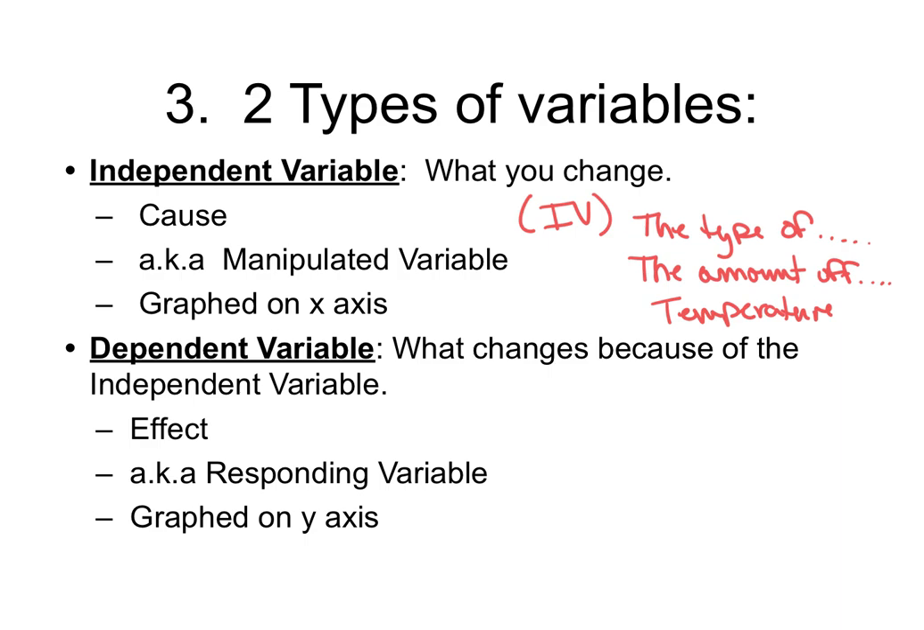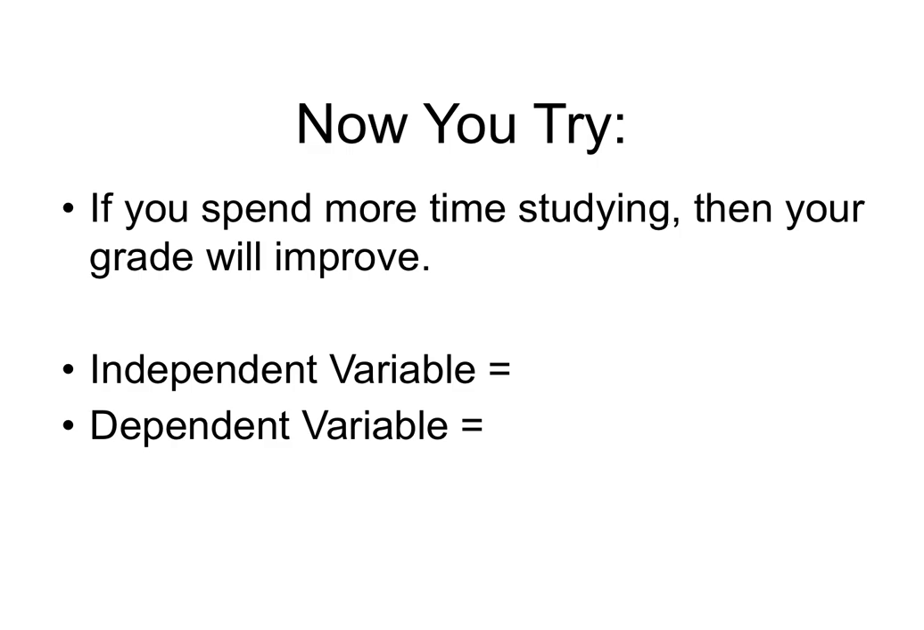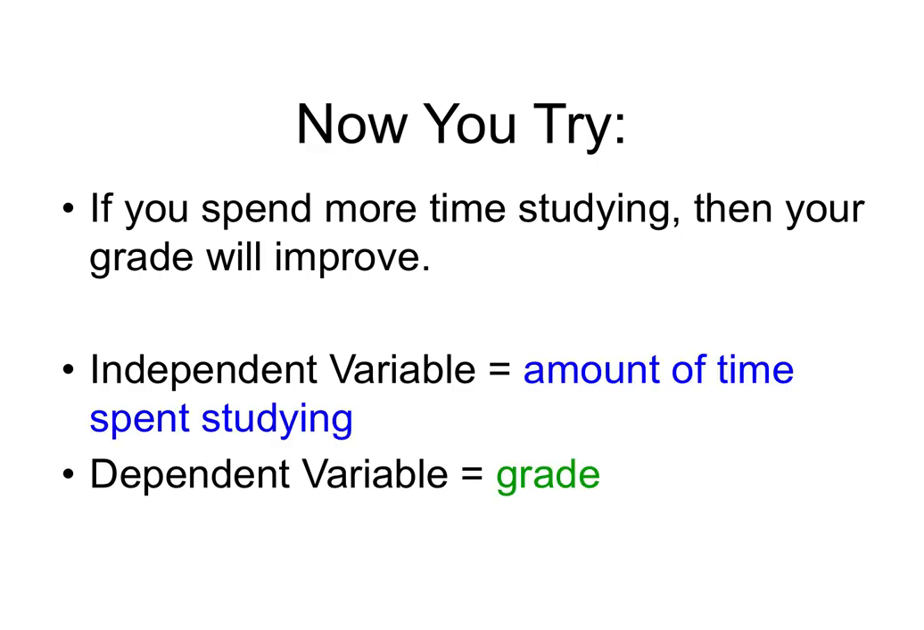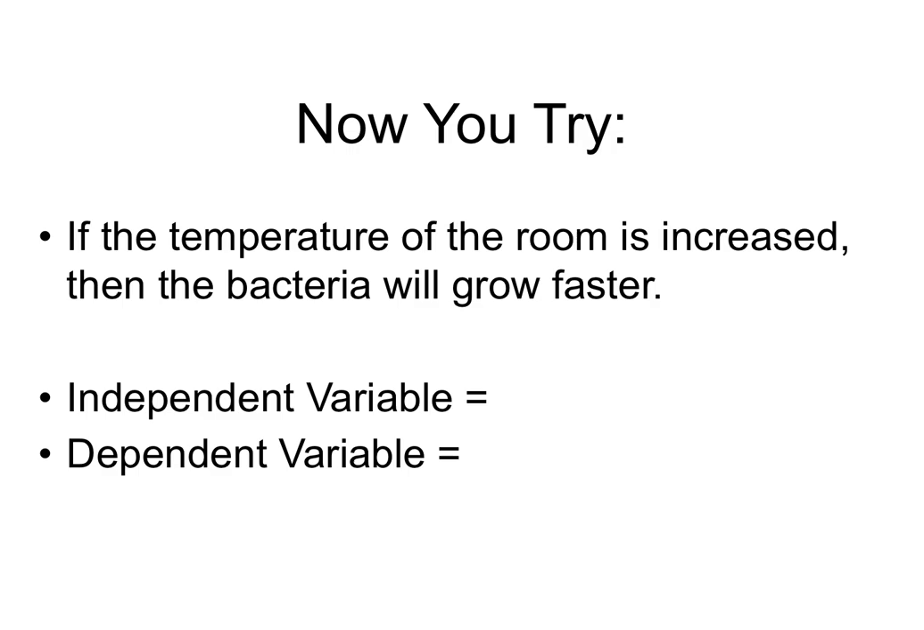Now, for the dependent variable, this is what we are measuring. It has to be measurable. So if we look at this option right here: if you spend more time studying, then your grade will improve. Well, our two variables are going to be time studying and grade. And so our IV is the amount of time studying. Now, you can't just put studying, because if you just put studying, studying what? Studying upside down, studying with a cup of coffee? You gotta be specific, and that is key there. And our dependent variable is going to be the grade.